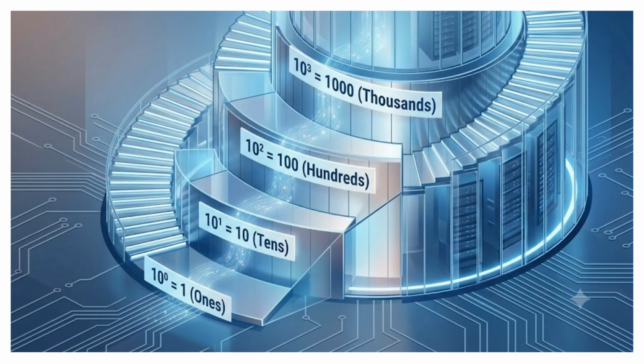Notice how each level in the staircase is larger than the one below it. Every time we move one place to the left, the value becomes 10 times greater. This predictable pattern is what makes the decimal number system so powerful and easy to use. Understanding these powers of 10 will also make it much easier to learn the binary number system, where the same idea is used, but with powers of 2 instead of powers of 10.